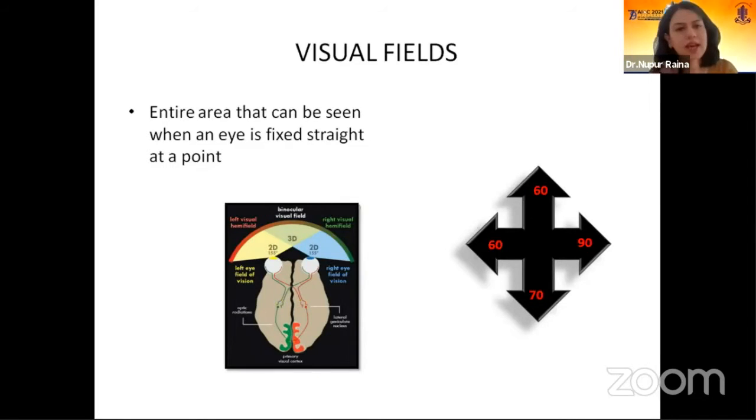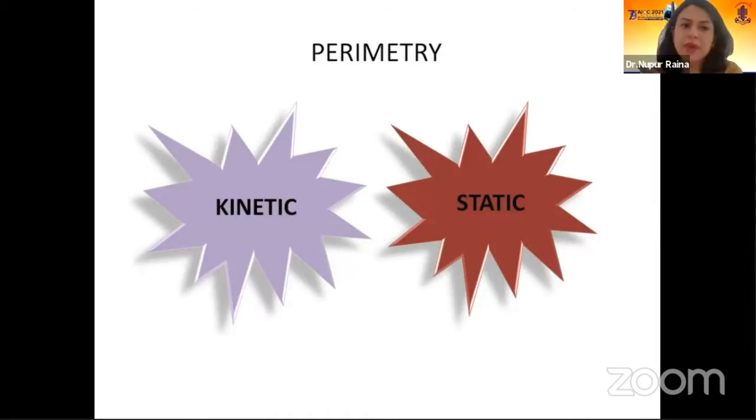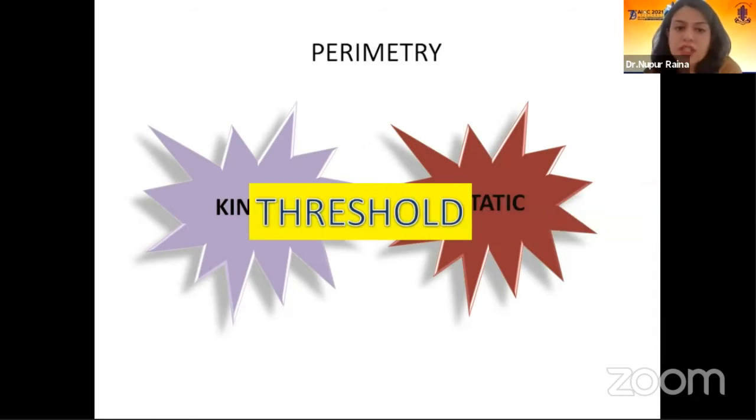It is the entire area that can be seen when the eye is fixed at a straight point and can be measured by a technique called perimetry. The most common parameters that we know of today are the kinetic and the static parameters, of which the static parameters are the more commonly used ones. These work on the principle of measuring threshold. What is threshold? It is the minimum stimulus which can be detected at a retinal point.